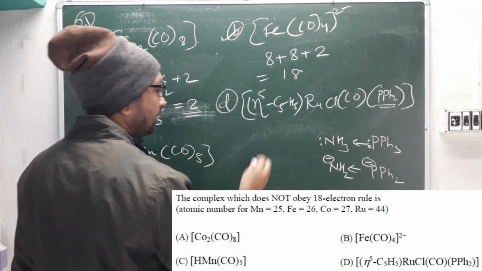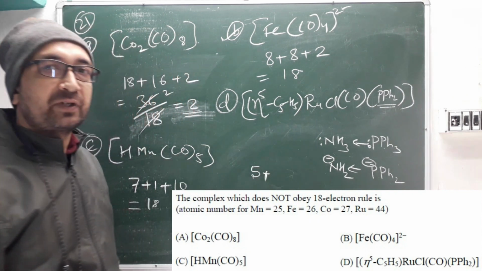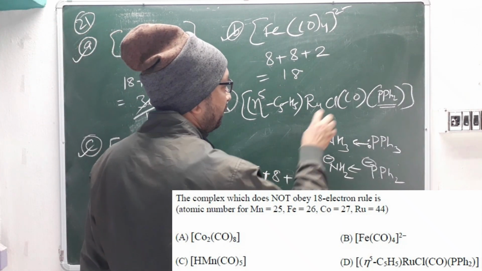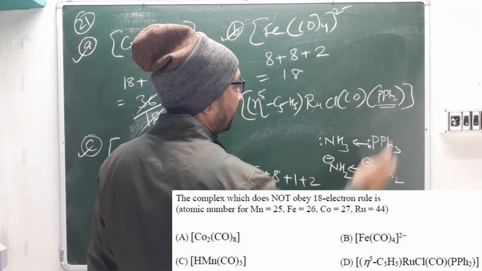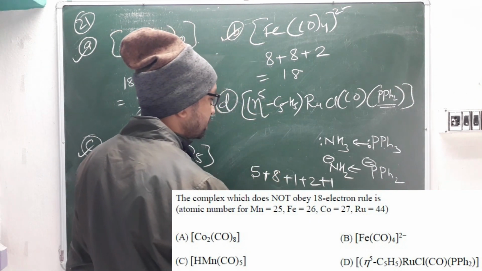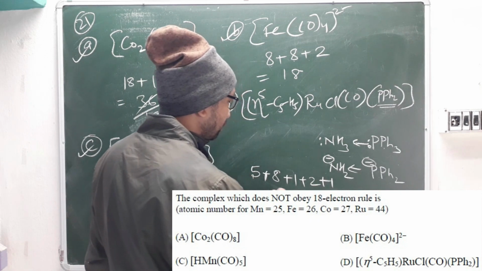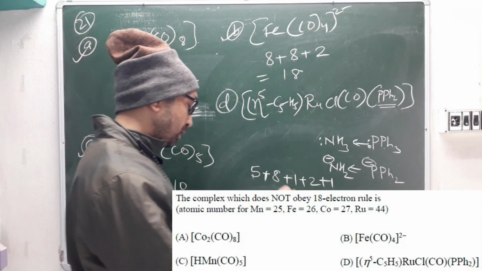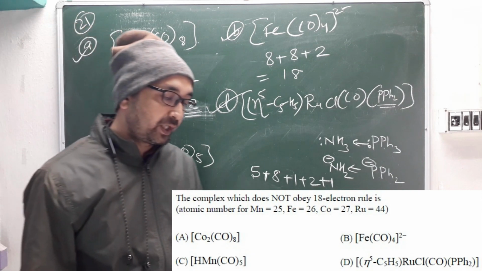So we'll just calculate this one. This will contribute 5 electrons, plus ruthenium. Ruthenium comes in which family? The iron family, right? Iron, ruthenium, osmium. So its valence electron count will be 8, and then chlorine, 1 electron it will contribute, carbonyl, 2 electrons it will contribute, PPH2, it is not PPH3, so PPH2 means 1 electron it will contribute. How much is it coming? 8, 5, 13, 14, 16, 17. So it is 17 electrons. So this is not obeying the 18 electron rule. So your option D will be your correct answer, which is not following the 18 electron rule.